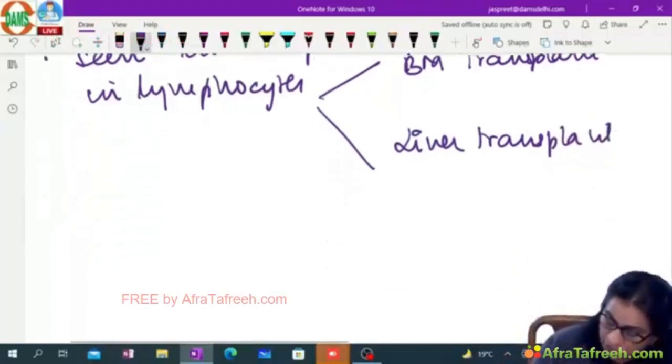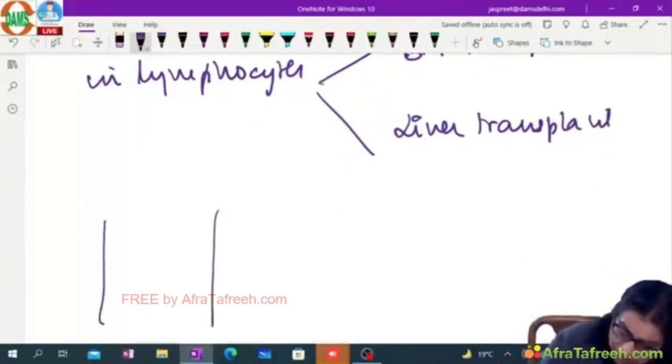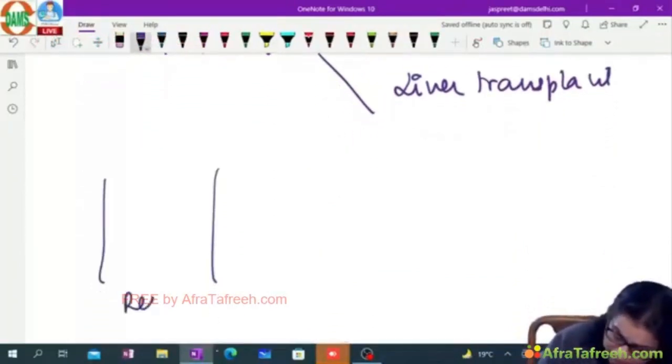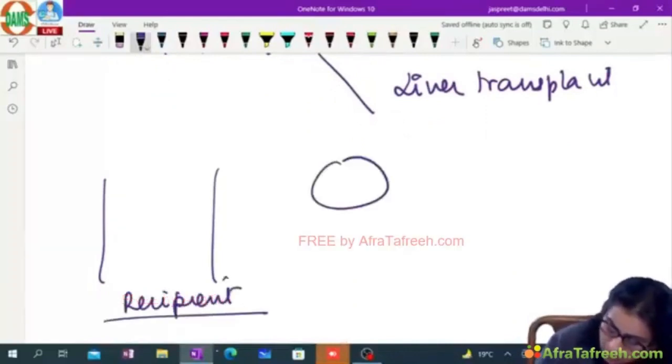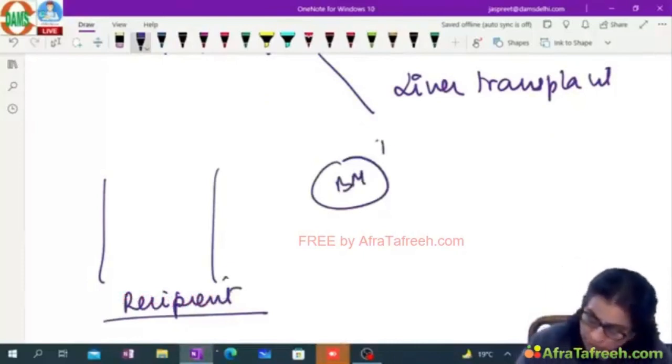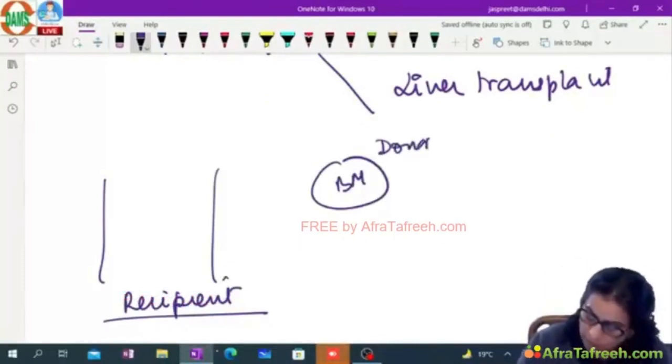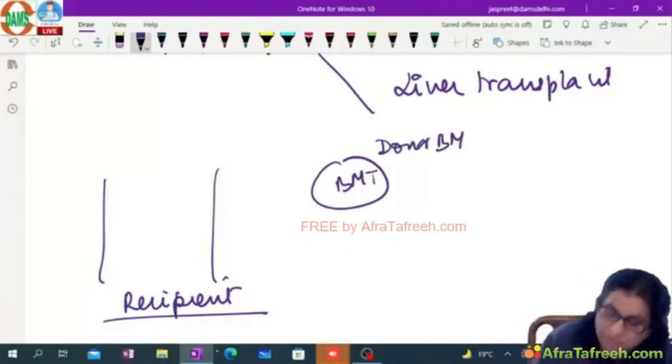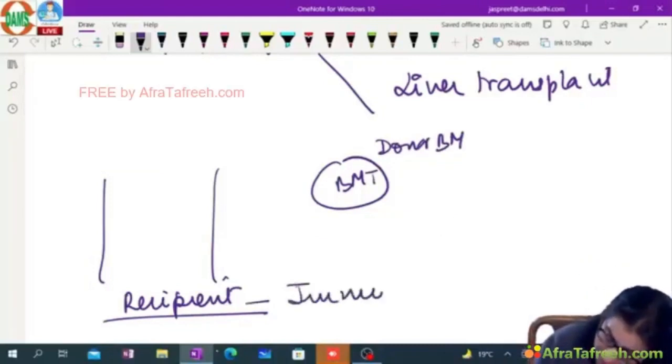Okay, now what happens in GVHD? Let us see the concept. For example, this is the recipient, and this is the bone marrow that has to be transplanted. This is the donor bone marrow. So this is the bone marrow transplant. Now this recipient here is immunocompromised.